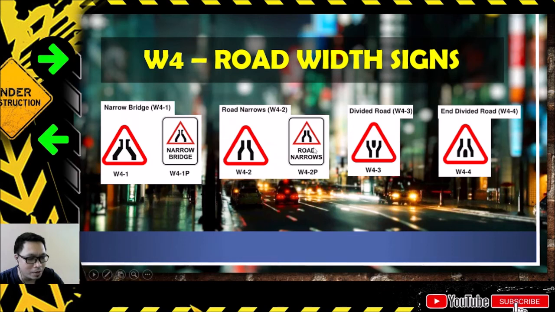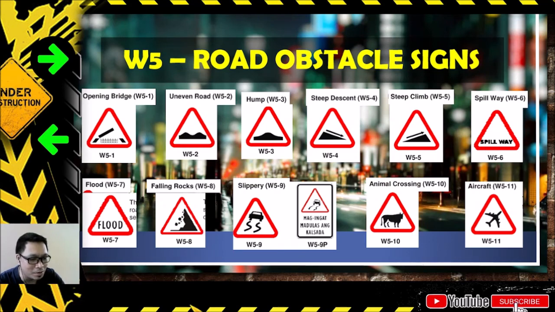Okay, in this portion we have the divided road, which is the opposite of this one. The divided road will warn the motorist that there is an island or dividing, or let us say median, at this portion. Then we have the end of the divided road. Okay, next we have the road obstacle signs, such as the following. It will warn the motorist that there is a possible obstacle on the road, no? Okay, so you might try to familiarize yourself with this type of signs. I don't like to spoil anything, no?